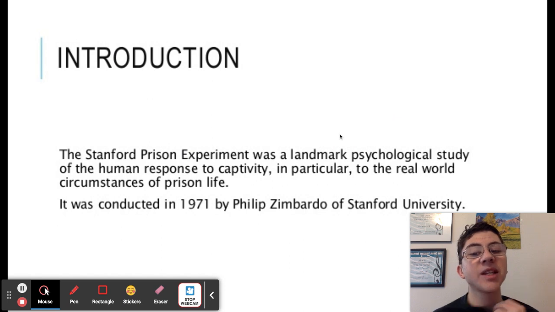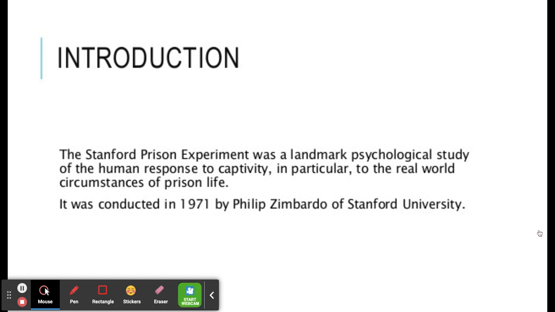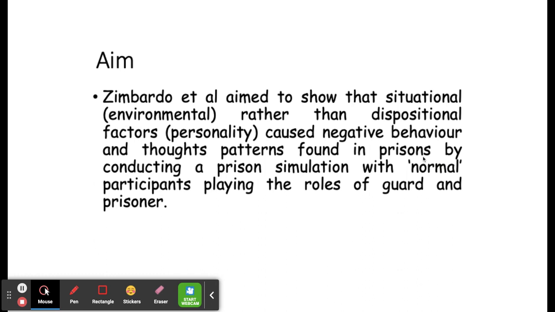So, the Stanford Prison Experiment. This was a landmark psychological study of the human response to being in prison, to the behavior of how people would act, and measuring patience as well. In particular, to the real world circumstances of prison life. This was conducted in 1971 by Philip Zimbardo at Stanford.